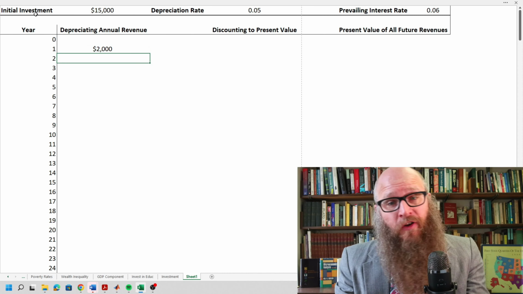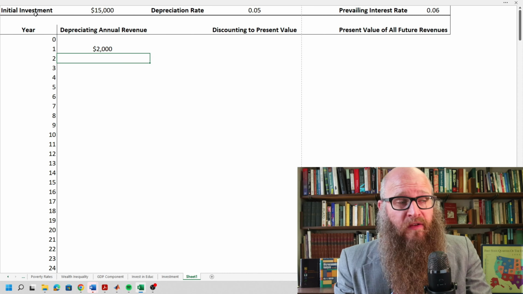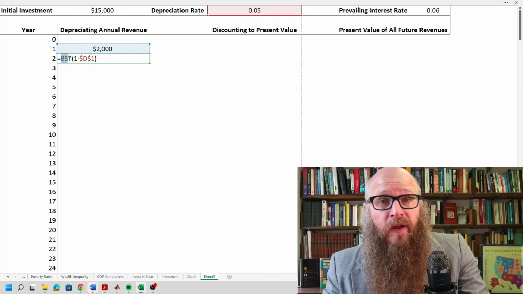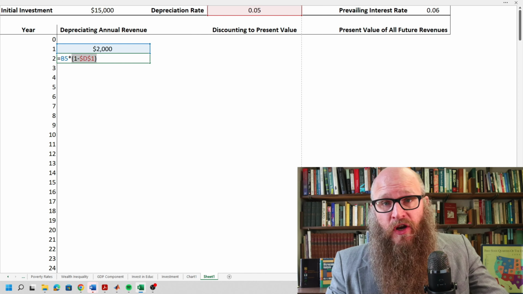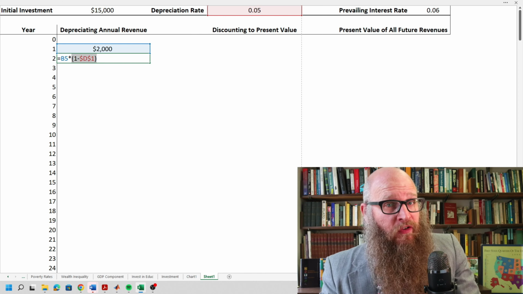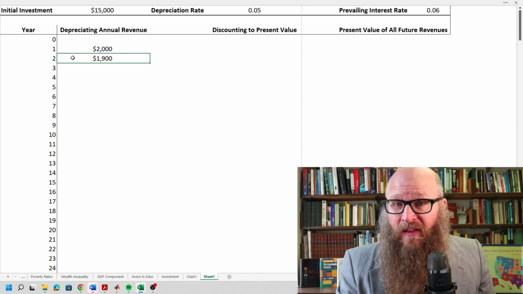$2,000 in net. To figure out what the revenues will be the following year, we need to take into account that depreciation. We take the previous year's revenues and multiply it by 1 minus the depreciation rate, meaning in year 2 we will earn 95% of the revenues we earned in year 1, which leaves us with $1,900.